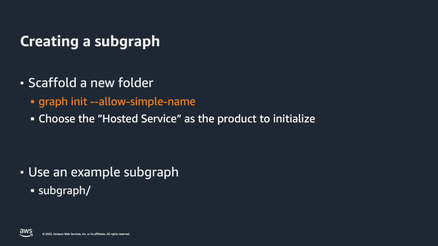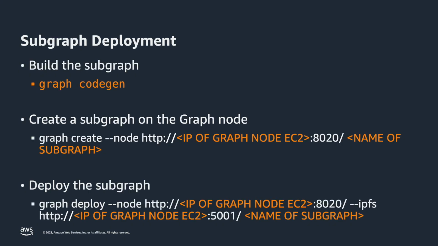Now that your graph node is deployed, you can create a subgraph. There are two ways to do so with this CDK application. You can start from scratch and have the graph CLI scaffold a folder for you by running the graph init command. You can also use an included subgraph as a starting point. For the sake of this video, I will be using the Bored Ape Simple example found in the subgraph folder of the repository. After creating its definition, the subgraph needs to be deployed to the node.